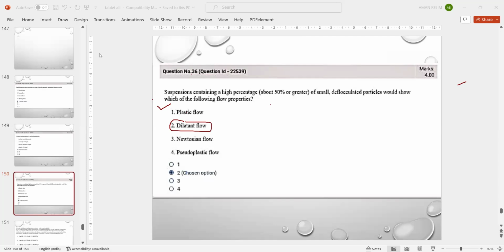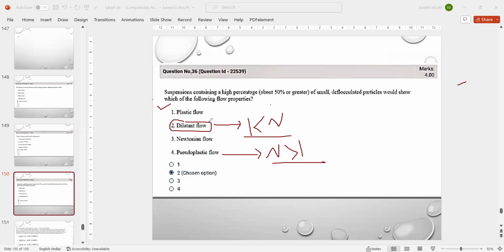The value of N in the equation of the viscosity when we talk about the dilatant flow, is it greater or lesser? It's lesser, right? It's not greater, it's lesser than 1. N will be less than 1 for the dilatant flow, and for pseudoplastic flow, N will be greater than 1.